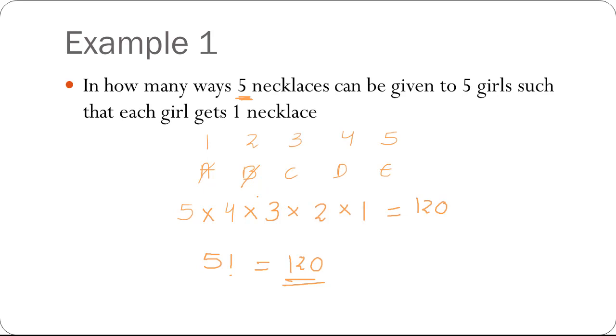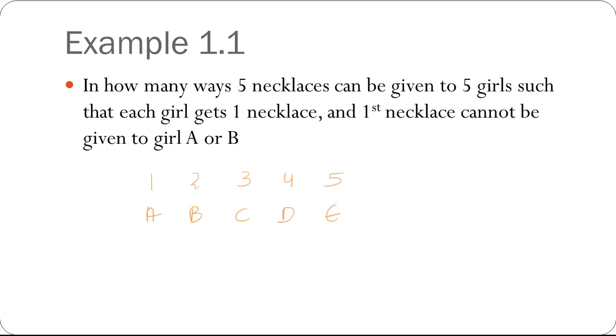So let's look at one more example, which is a slight variation of this example. The variation of the previous example is, in how many ways can 5 necklaces be given to 5 girls such that each girl gets one necklace and the first necklace cannot be given to girl A or B? That's a slight twist in the previous question. That's easy to handle. Let's just look at it in a similar way in which we did the previous question.